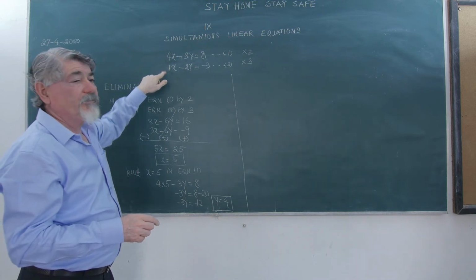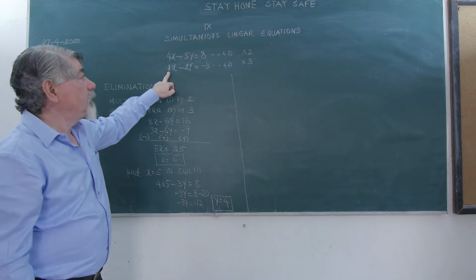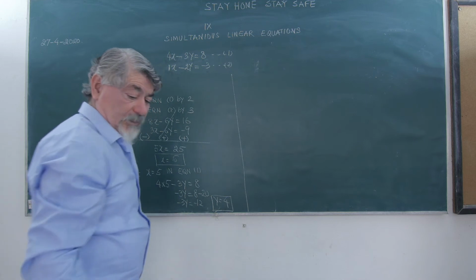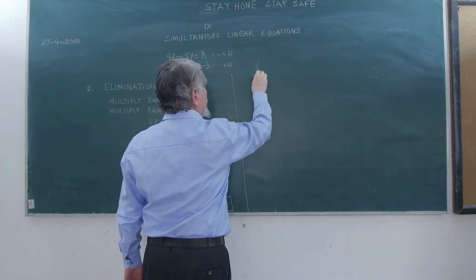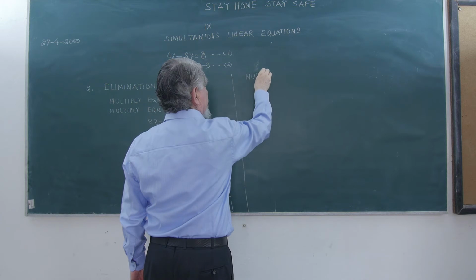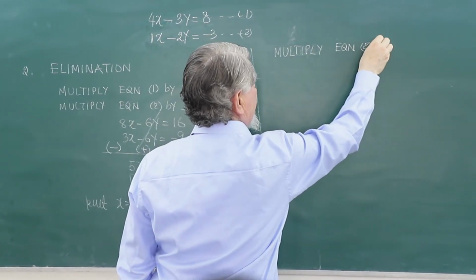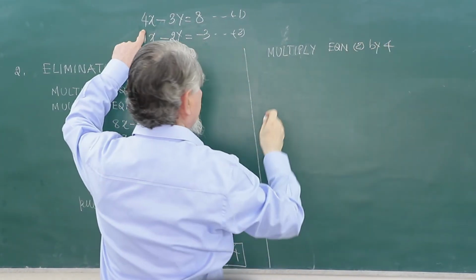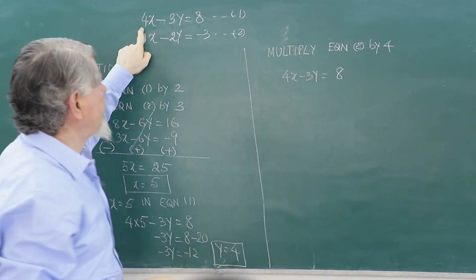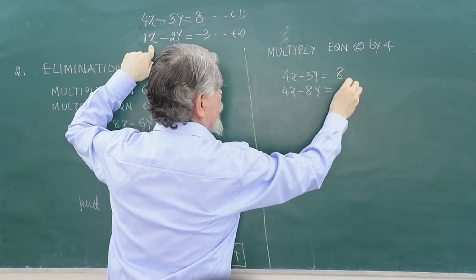So the LCM of 4 and 1 is 4. So I don't have to multiply this equation by anything. I have to multiply only equation 2 by 4. Multiply equation 2 by 4. The first equation is 4x minus 3y is equal to 8. And if I multiply the second by 4, it becomes 4x minus 8y is equal to minus 12.